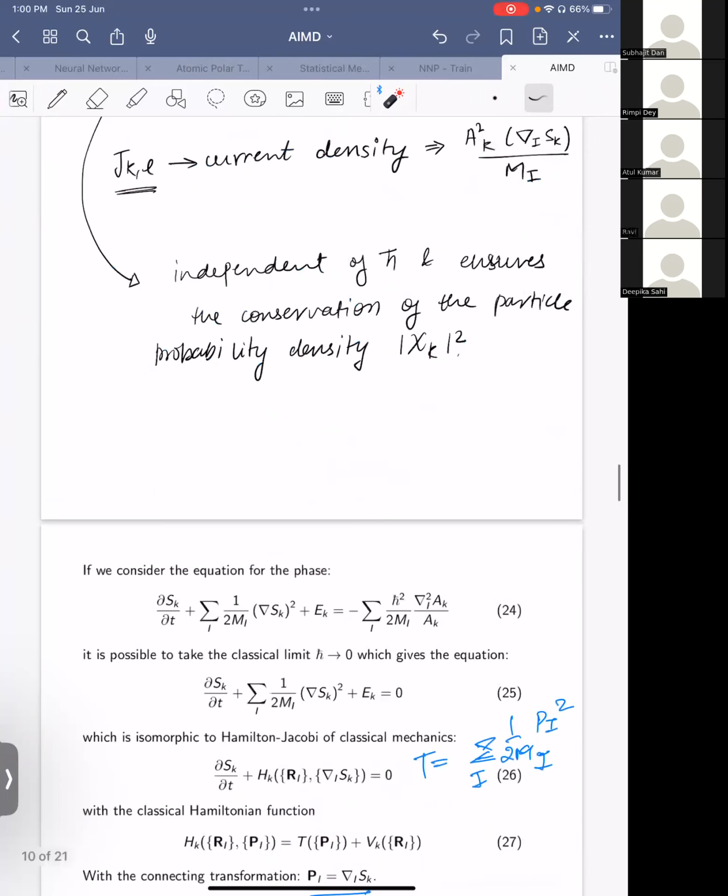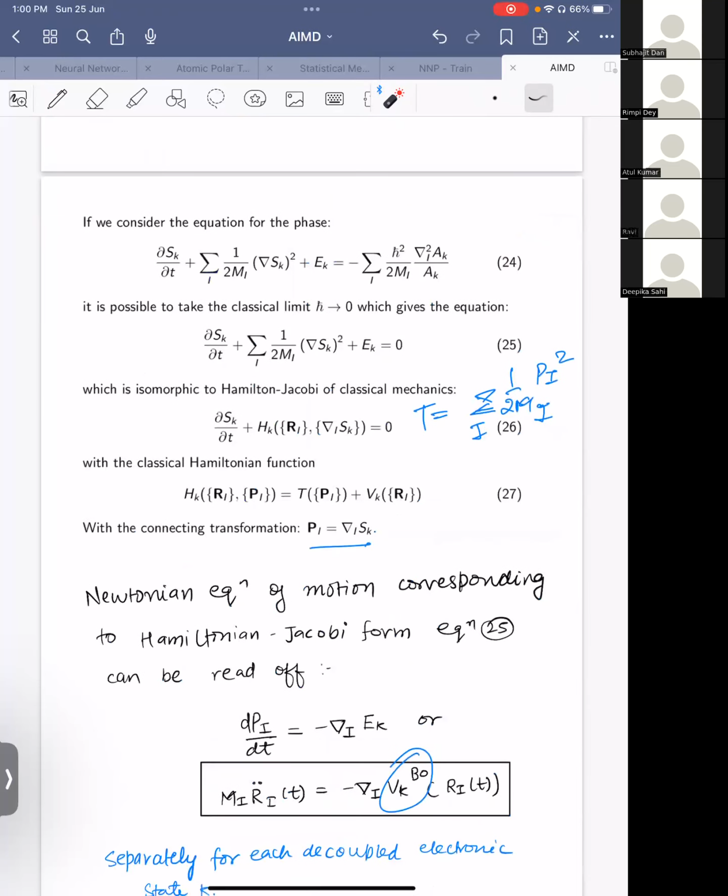Yes, this phase factor is related to action. It is not just related to action, it is the action. In that limit, it is the action. It is the integration of the Lagrangian. S is action. And what is A? Is A related to the probability density?